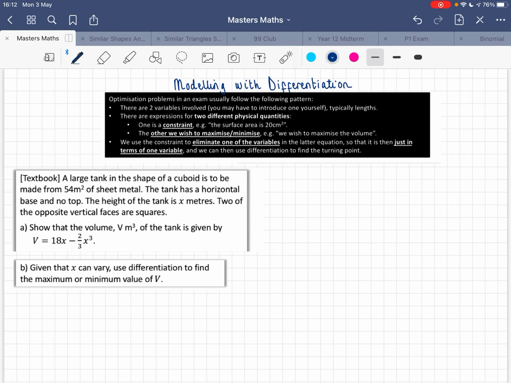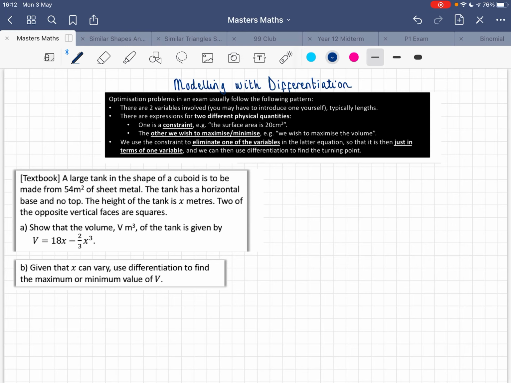The first one is this with a tank. A large tank is in the shape of a cuboid and it's going to be made from 54 meters squared of metal. The tank has a horizontal base and no top. That's important. The height of the tank is x meters and two of the opposite vertical faces are squares. Show that the volume V meters cubed of the tank is given by V equals 18x minus 2/3 x cubed.